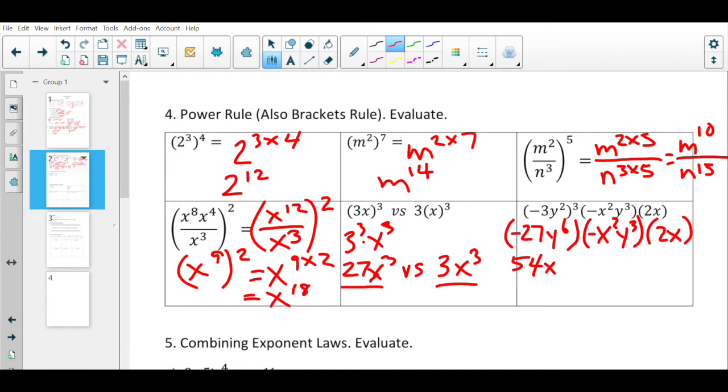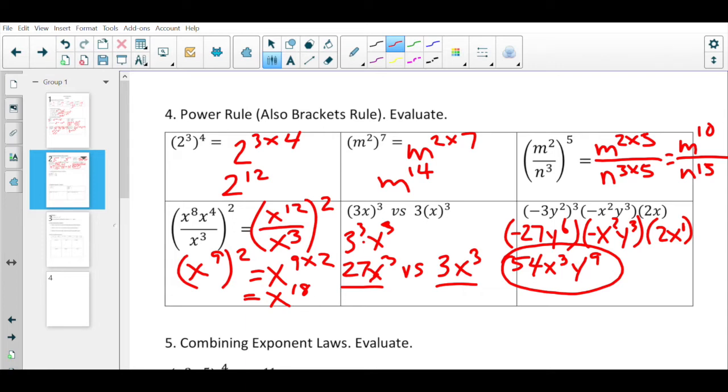And then now let's take care of the variables. We have an x squared here and an x to the 1. Remember, you can say that's 1. So that's x to the 3rd. And then what do we have for the y's? Y to the 6th and y to the 3rd. That's y to the 9th. So we have 54x cubed, y to the 9th. So sorry about that. This is a much easier way to explain that.